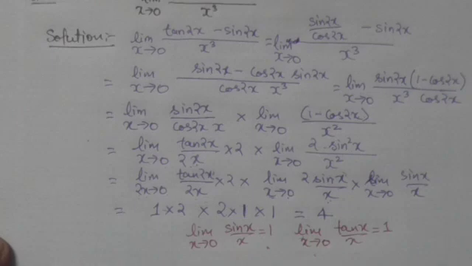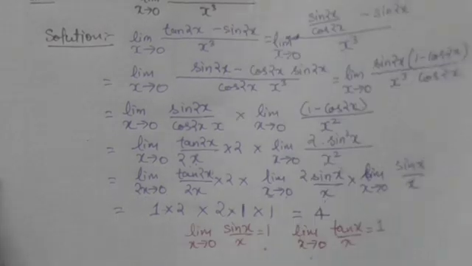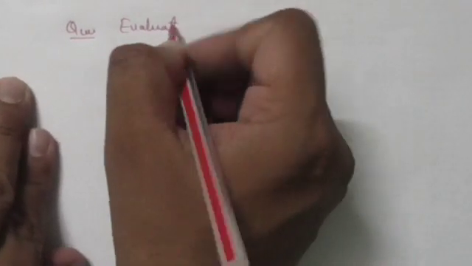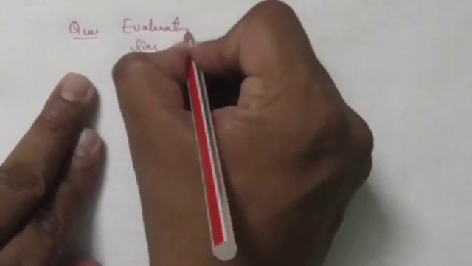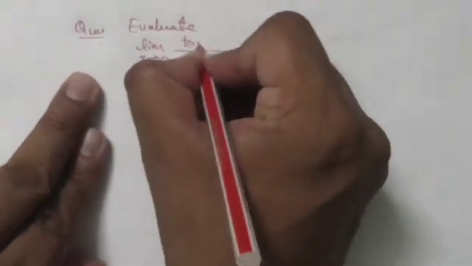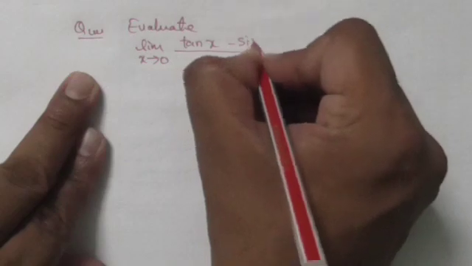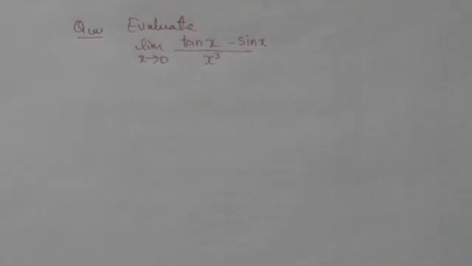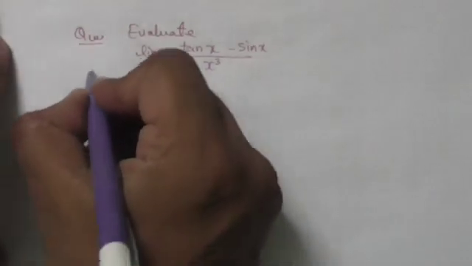Now let us solve one more question. It is also similar to this one which we have solved right now. The question is, we have to evaluate the limit of this function as x tends to 0. The function is (tan x minus sin x) upon x cube, right? So this question is also similar to the previous one. Let us solve this question.